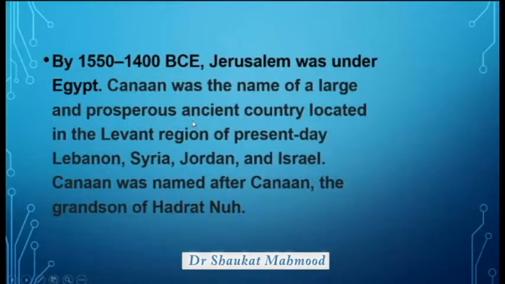So by 1550 and 1400 BCE, Jerusalem was under Egypt. Canaan was the name of a large and prosperous ancient country located in the Levant region of present-day Lebanon, Syria, Jordan, and Israel. Canaan was named after Canaan, the grandson of Hazrat Nuh alaihis salam.